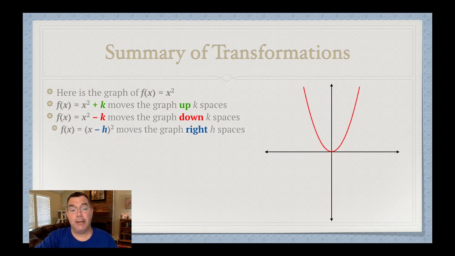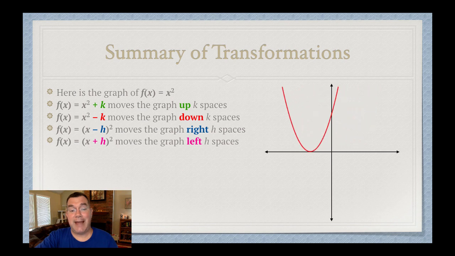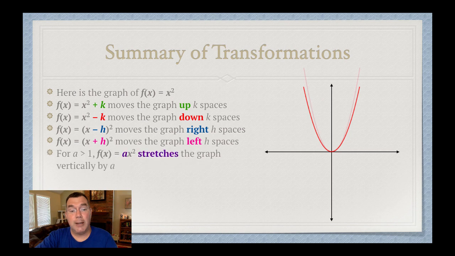All right. Now, if I subtract a number h inside the parentheses before I square that number, that means that the whole graph is going to move right h spaces, whatever that number is. And then instead, if I add h inside the parentheses, the graph is going to move left. Now, those two things are the opposite of what you would think they would be, but you just have to remember that that's what those transformations are.